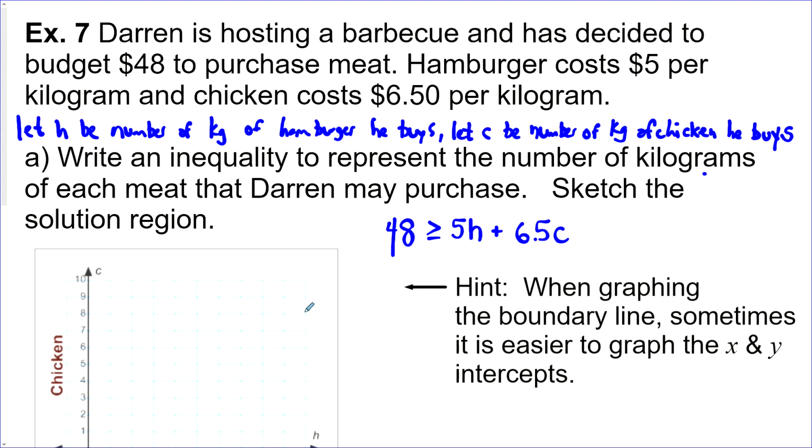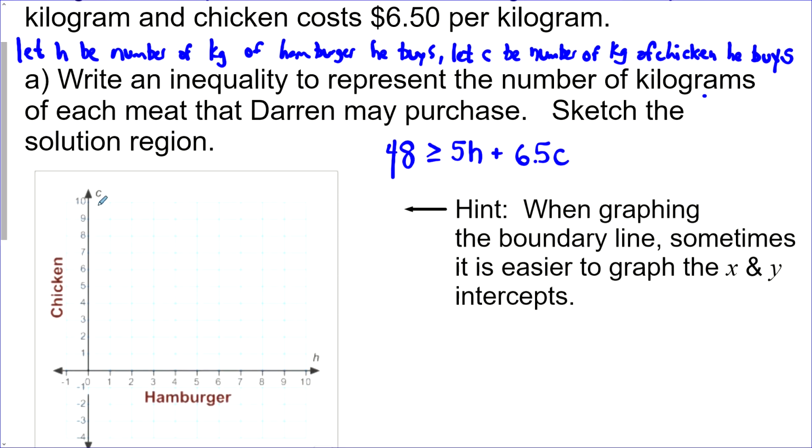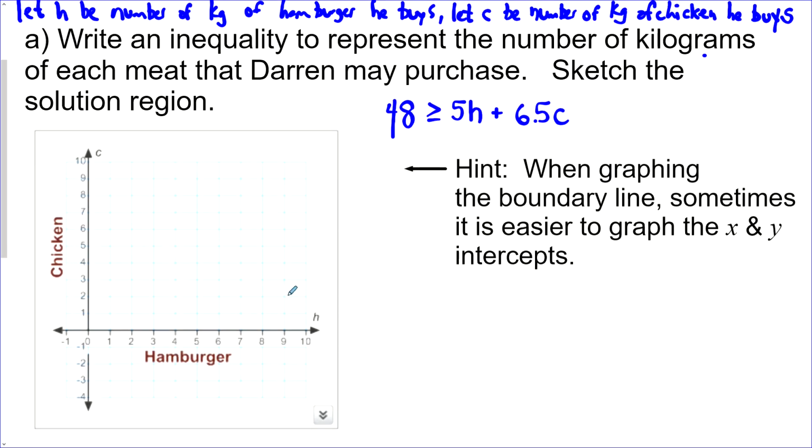Now let's try to graph this, and some people would solve for C. We've got C on our y-axis here, and if you want to solve for C, that's fine. It will work. For these types of questions, sometimes it's easier to find the x and y intercepts and then just connect those with a straight line. So that's what I'm going to do here. Let's see how that would look.